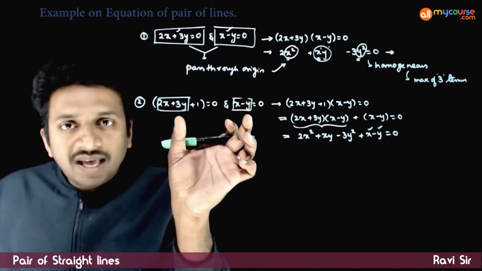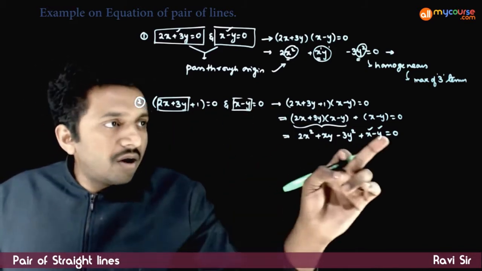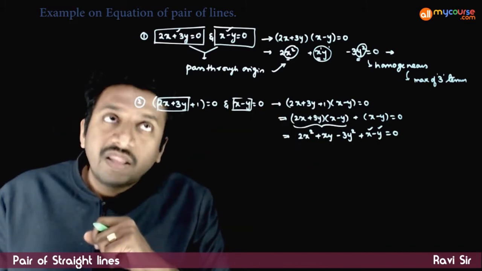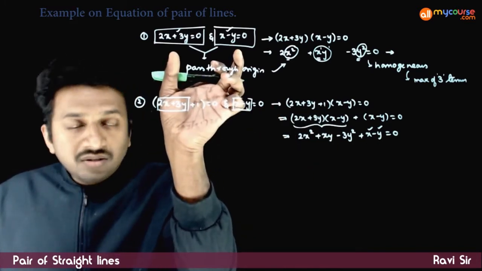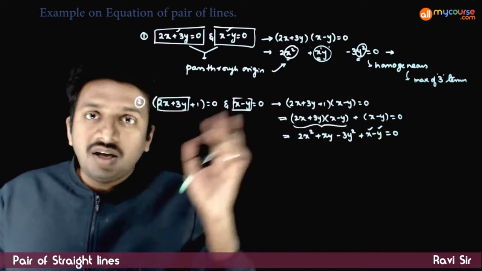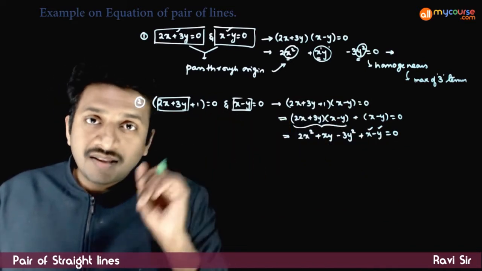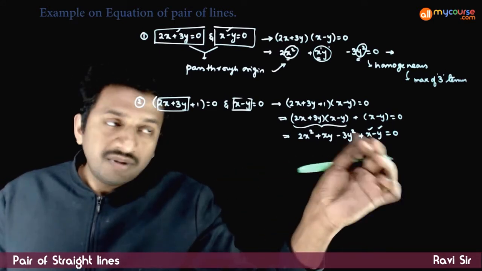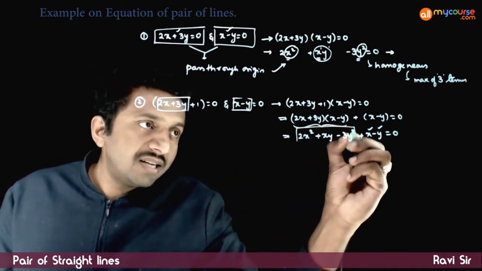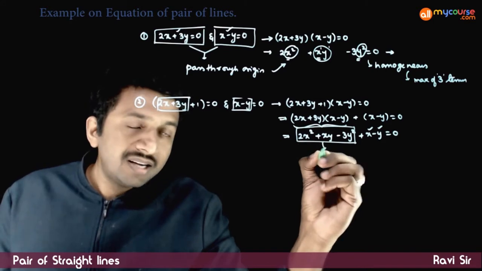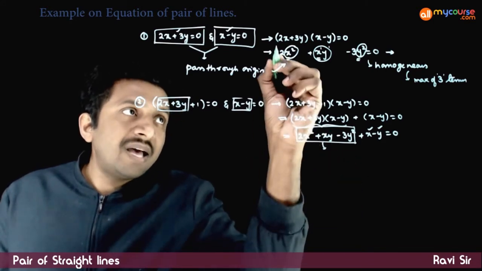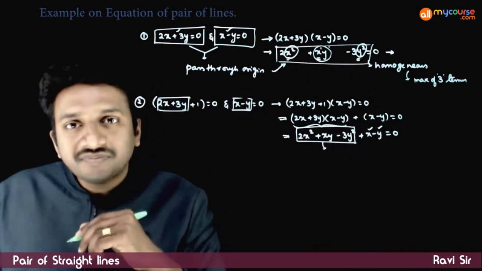If either one of the lines passes through the origin, the constant term will be equal to 0. If both lines pass through the origin, the x and y terms are also equal to 0. So if one line is passing through the origin and the other does not, you have an xy term, and you can very clearly see that the quadratic expression is exactly the same as this expression.